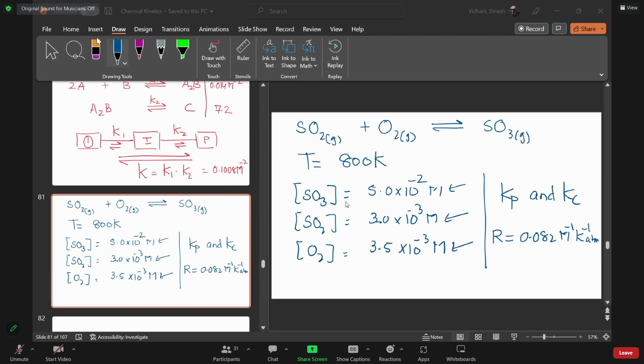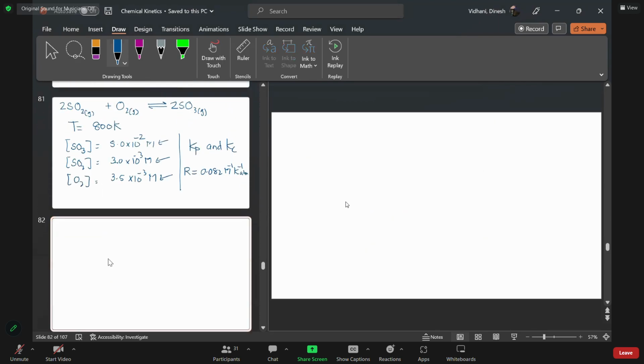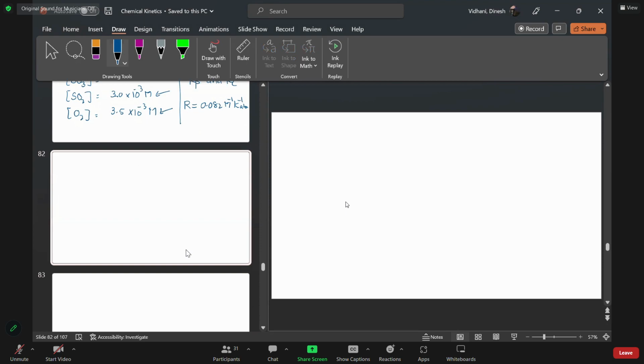So can I use this equation in the current form, guys? You have to put a 2 before the sulfur dioxide and sulfur trioxide. Very good. So we need to balance this equation before we use the equilibrium equation.